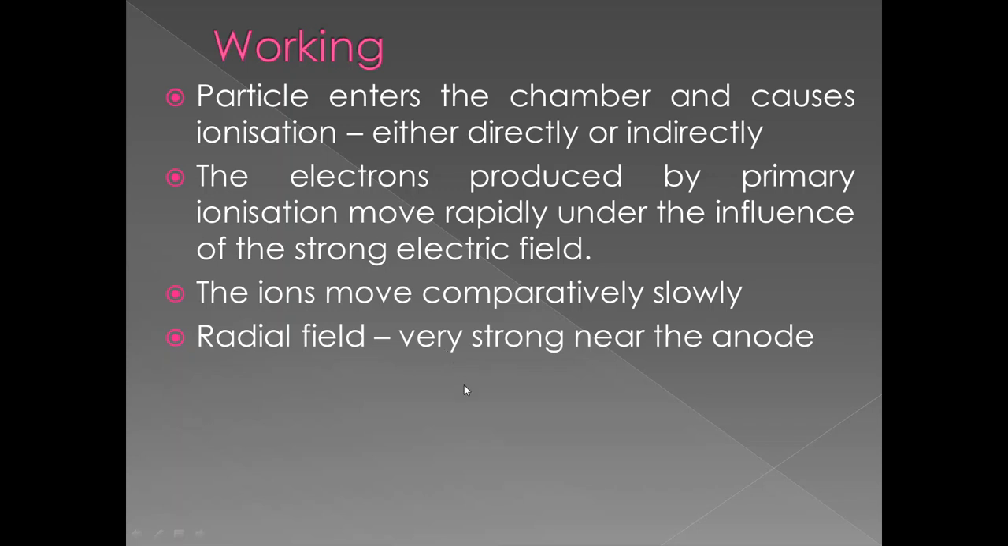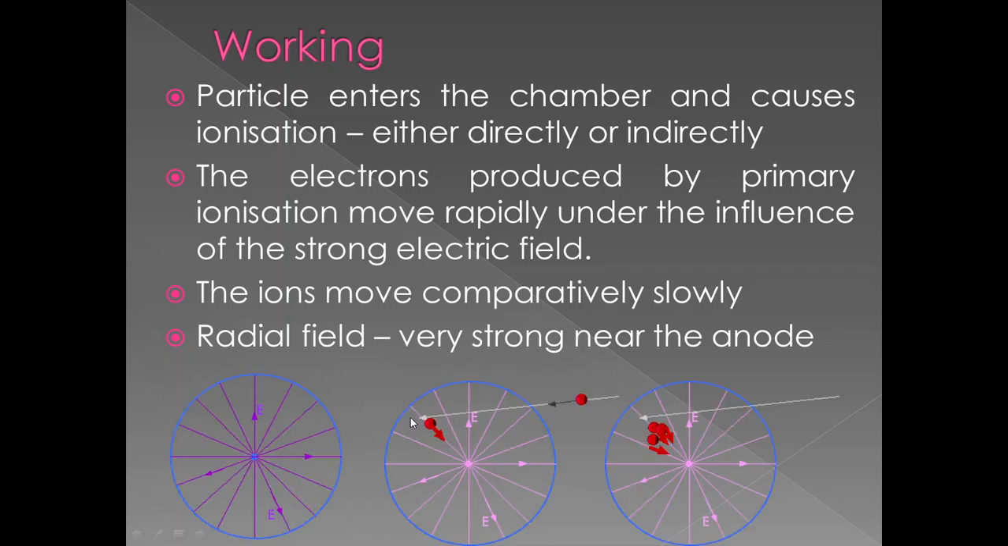Now, because of the structure of the electric field, it's radial in nature, because this is the cathode and this is the thin anode. So these are the field lines. So near the anode, the density of the field lines is very high, and hence the electric field, being radial, is very strong near the anode.